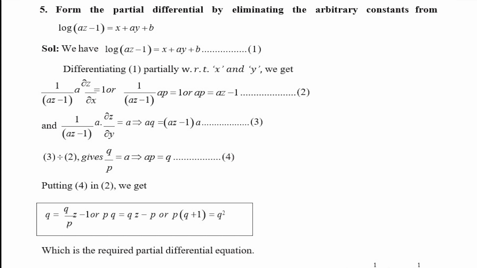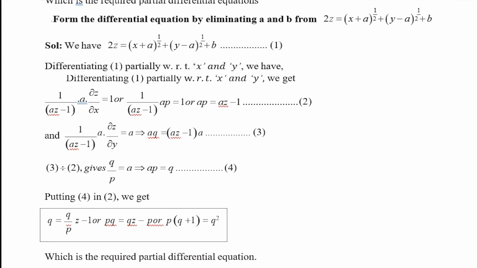Substitute equation number 4 in equation number 2. We get q equal to q by p into (z minus 1) or pq equal to qz minus 1. From this, p into (q plus 1) equal to q square, which is the required partial differential equation.